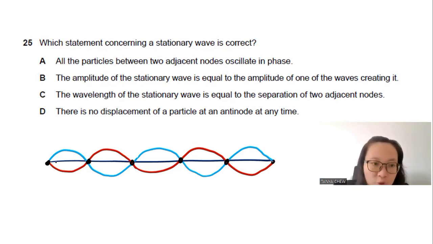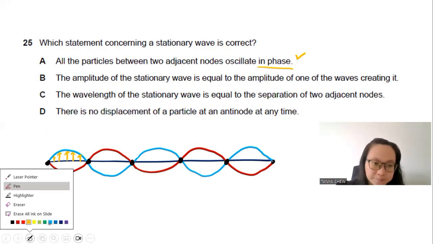Between two adjacent nodes, I just look at this one loop. If you like the blue wave, just focus on the blue wave only. All the particles on the blue wave are oscillating upwards in one loop. When they are oscillating in the same direction, we say that they are in phase. This is true. Let us look at B.